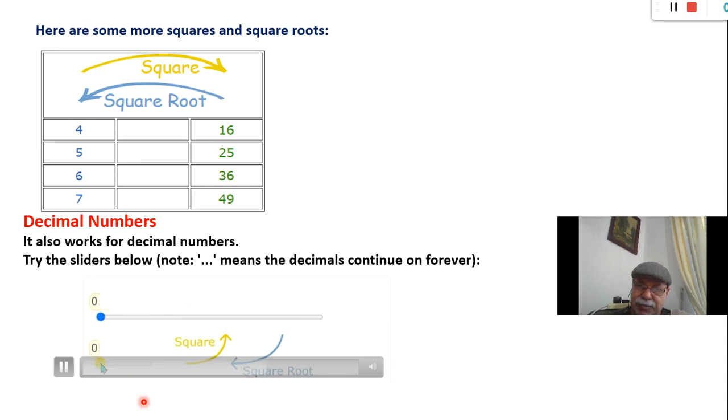You see? 0 squared is 0, but any number raised to the power 0 becomes 1. Okay? Don't forget this rule in the index.